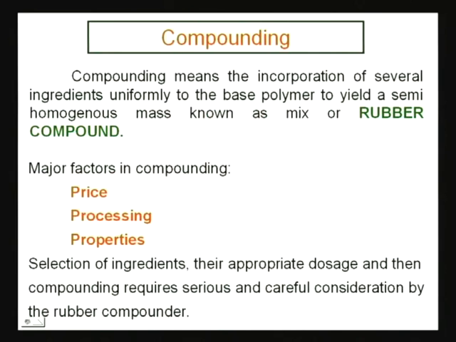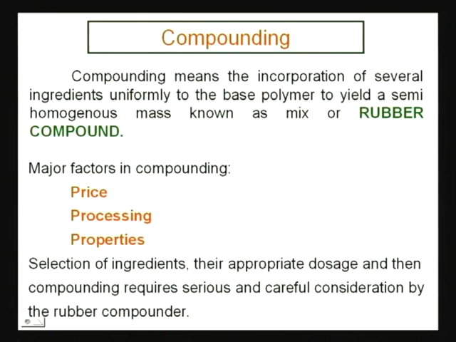The major factors in compounding to be kept in mind before selecting ingredients to formulate a rubber product are the price of the ingredients, the processing characteristics of the rubber compound, and the properties of the final rubber compound and the vulcanized product. Keeping all these things in mind, one can go for selection of ingredients and their appropriate dose.